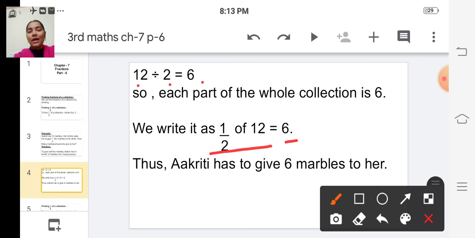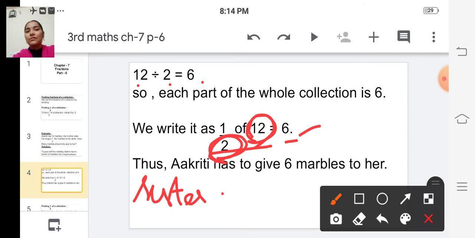Half of 12 means we have to divide 12 by 2. So half of 12 is 6. Thus, Akriti has to give 6 marbles to her sister. Is it clear, children? If you are finding half of a collection, then you have to divide the whole by 2.